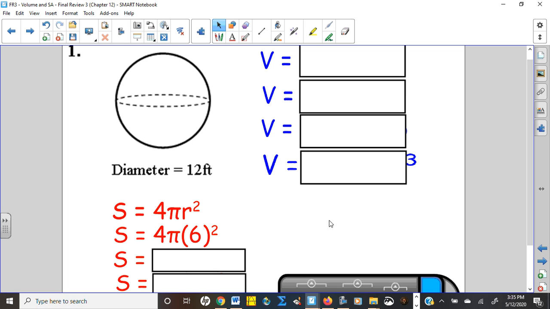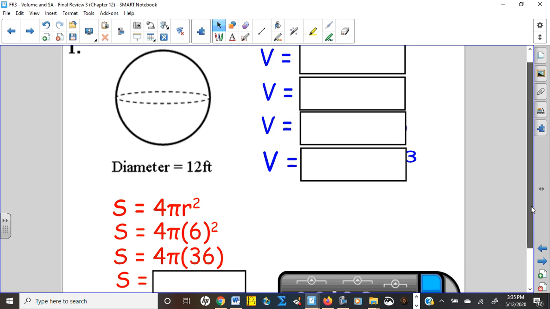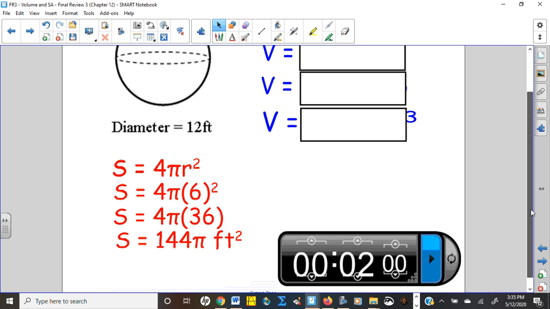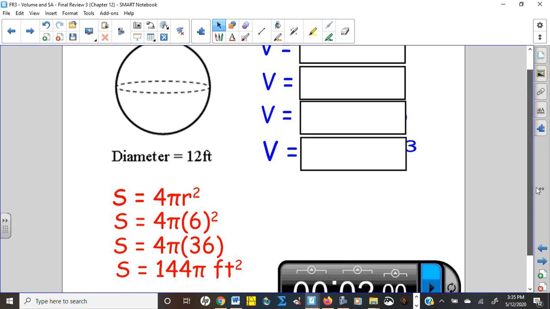Make sure you follow order of operations. 6 squared is 36. Multiplied by 4 is 144, and then your pi. So that would be your exact answer. And if they did ask you to approximate that, then we're just going to go in and throw in a 3.14 and multiply on our calculators. It's a pretty simple adjustment from that point.